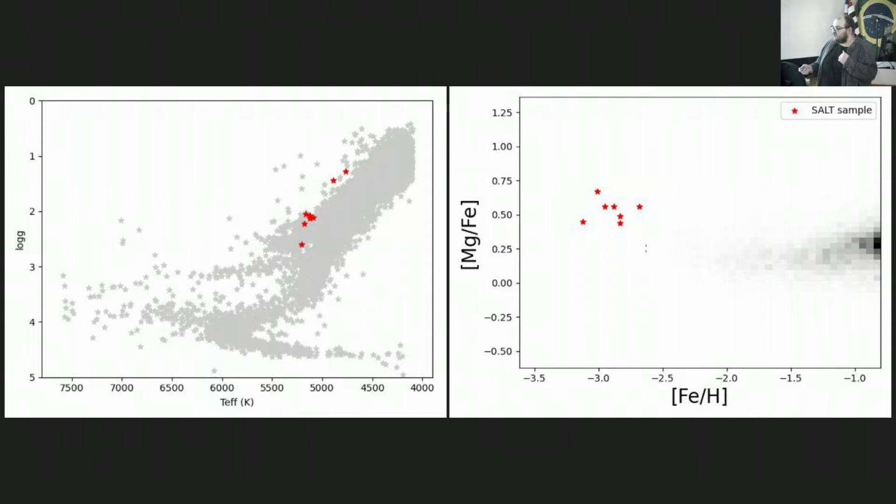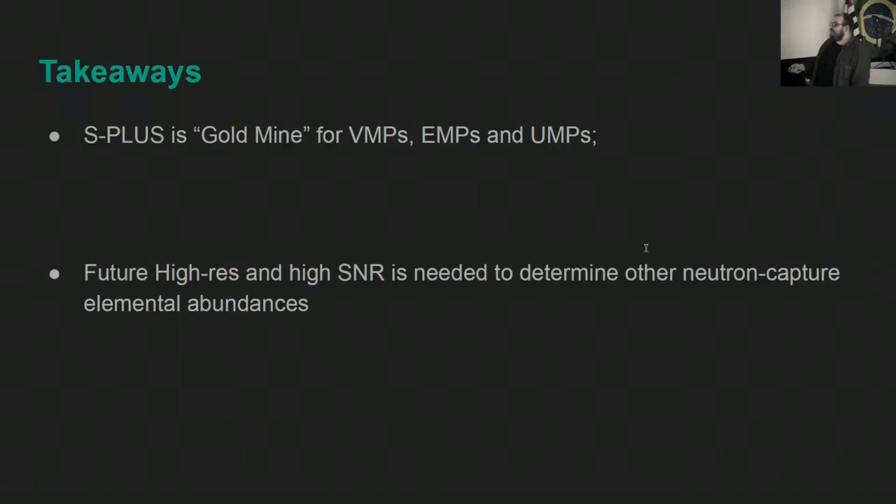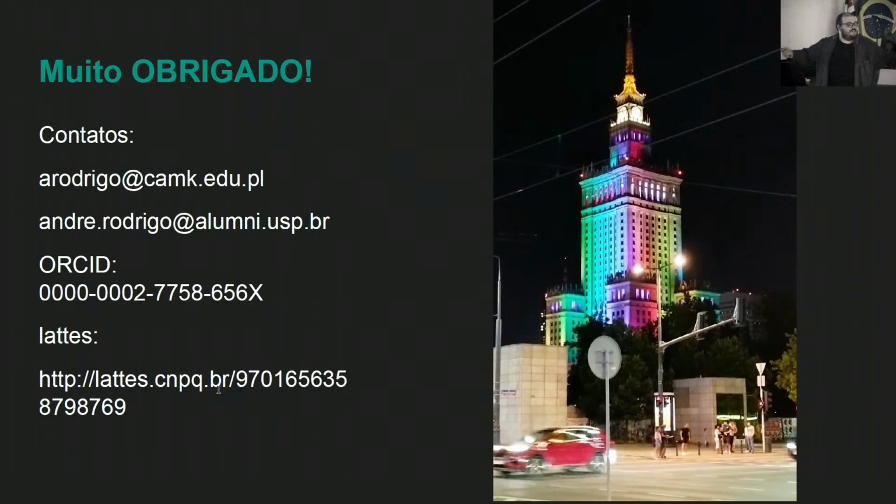But unfortunately, the SALT spectra for this observation were affected because SALT had a problem with its guiding system. So the spectra were not great for determining the neutron capture elements. But again, S-PLUS is a gold mine for this kind of stars. There have been 3 or 4 papers in the literature using S-PLUS to find metal-poor stars. And further follow-ups with high resolution and signal to noise are needed to determine these neutron capture elemental abundances. That's all for today. Muito obrigado.